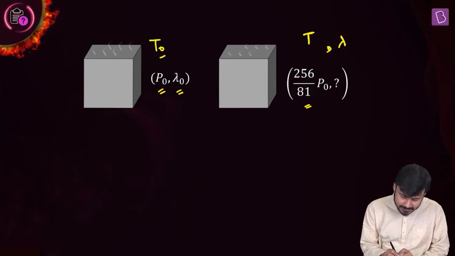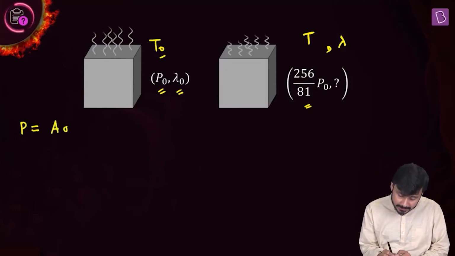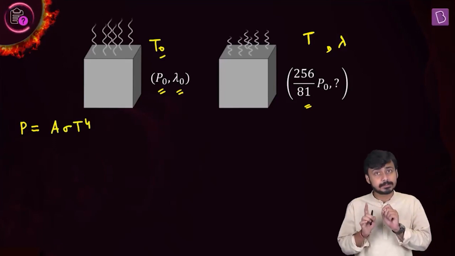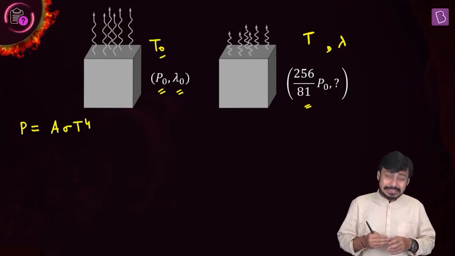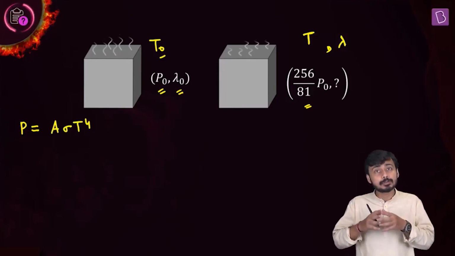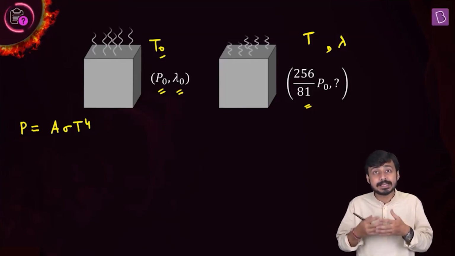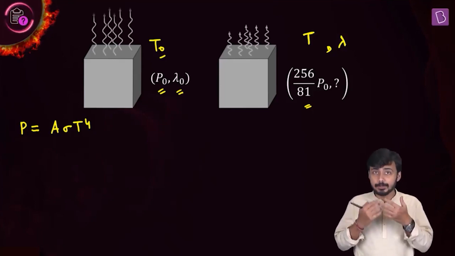Stefan's law says that the power emitted by a black body is given by A sigma T power 4. A is the exposed surface area of the body, sigma is the Stefan's constant, and T is the absolute temperature, right? This is the total power, or the total radiation emitted by the black body per unit time.